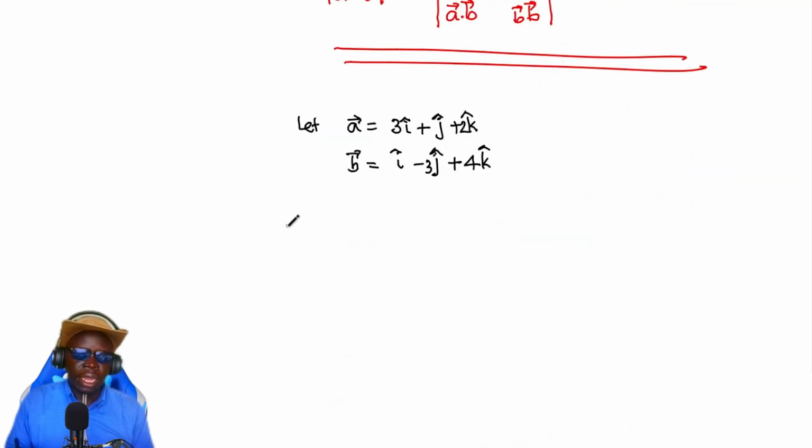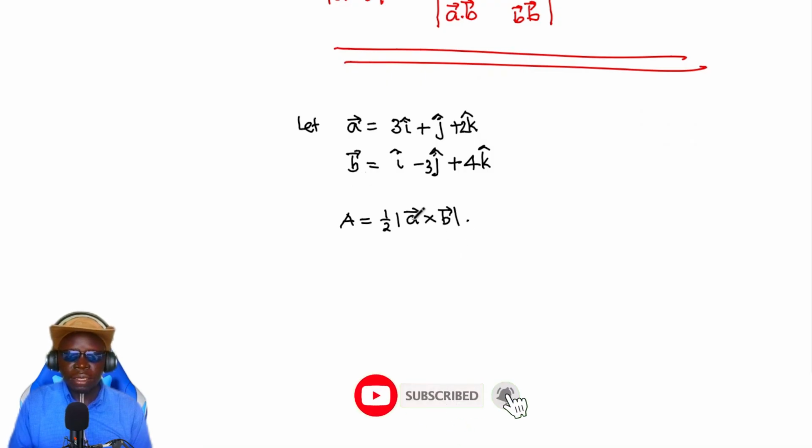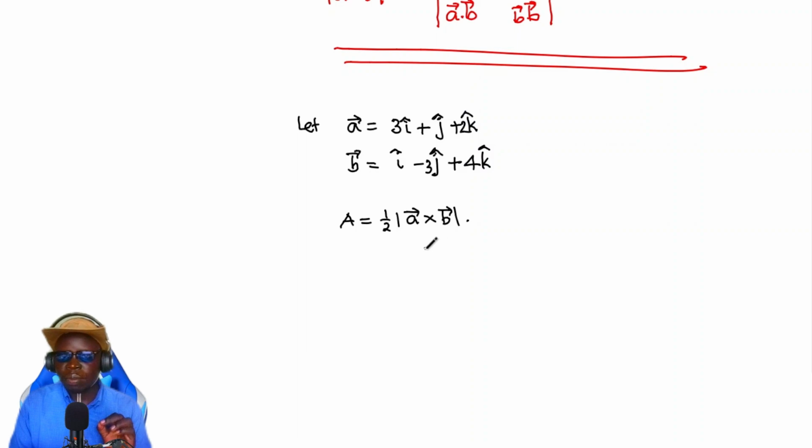Now, we know that to get the area of the parallelogram, the area of the parallelogram is given by 1/2 of the magnitude of the vector cross product. So that is exactly what we can use to get the area of a parallelogram. And since we know our vectors A and B, we can first get this cross product before looking at its magnitude, because we know the cross product is a vector, so it has both direction and magnitude. So let's first get that cross product before looking at its magnitude.